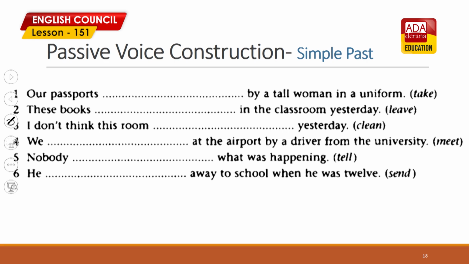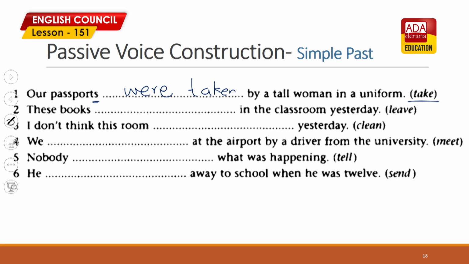Our passports blank by a tall woman in a uniform. So you have the verb here. Right? We always give the verb. It's always the past participle. Taken. Take, took, taken. So our passports, plural. So was or were? Were. With a plural. Our passports were taken by a tall woman in a uniform.